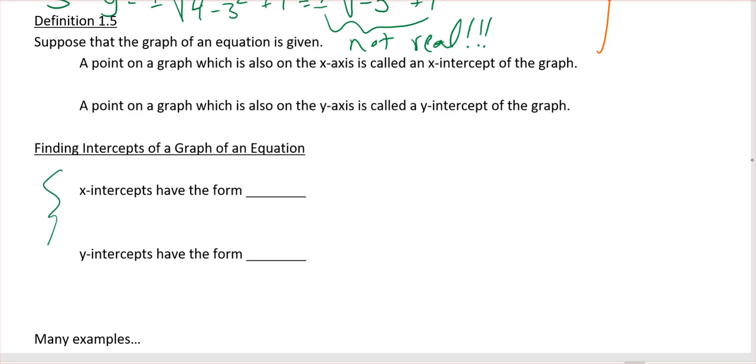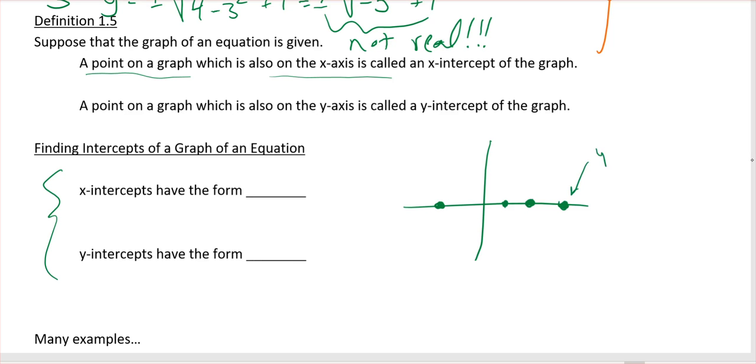So let's fill these in. Finding intercepts of a graph from an equation. X-intercepts have the form blank. If I've got an x-intercept, a point on the graph which is also on the x-axis, here's one right there. Here's another one. These are points on the x-axis. We want to generalize what's true about all of these points.